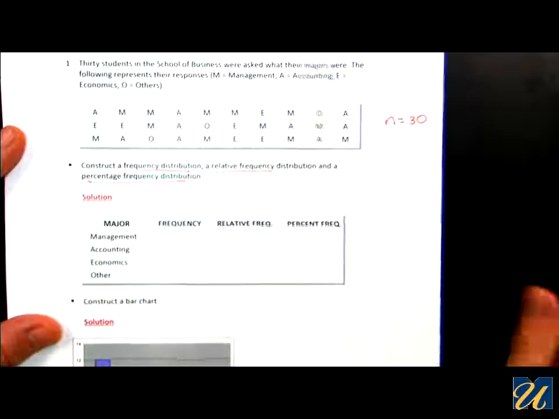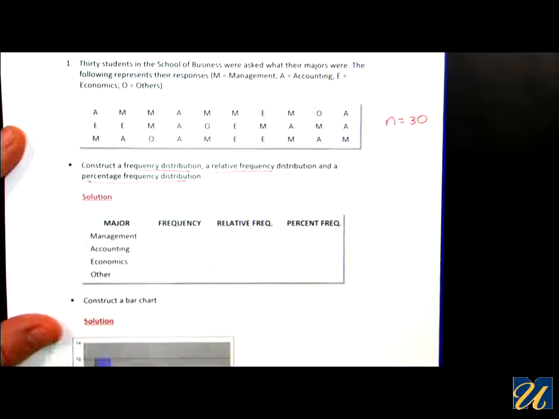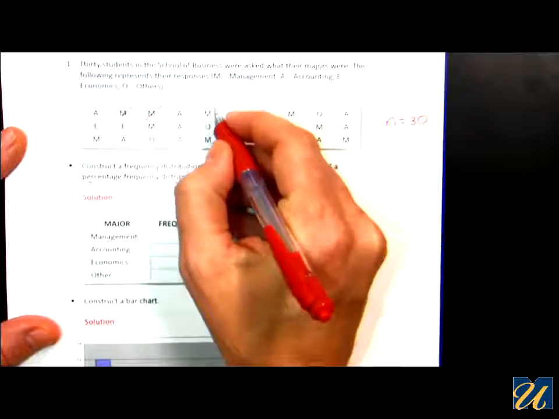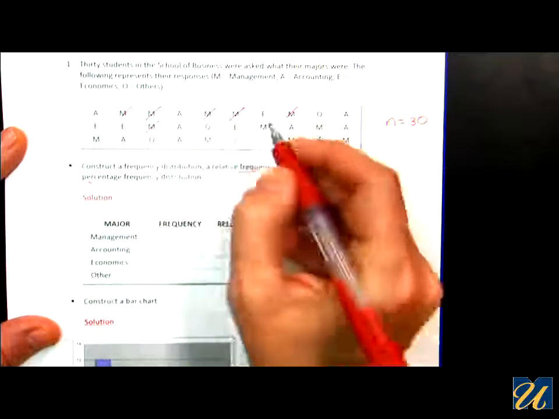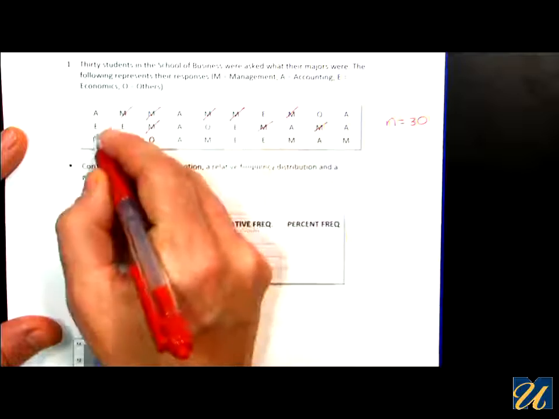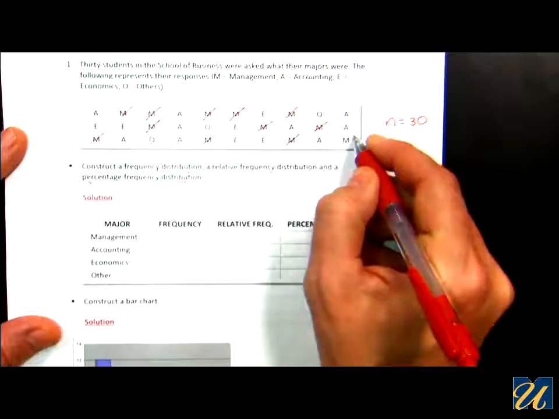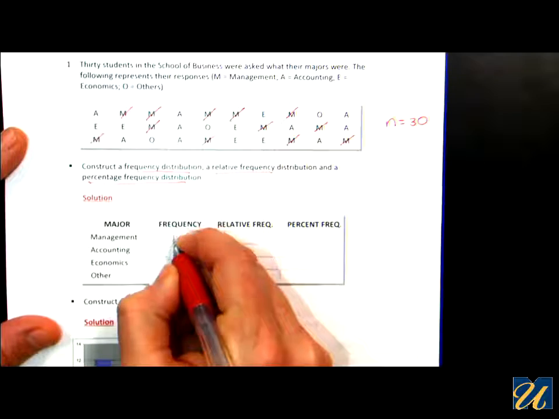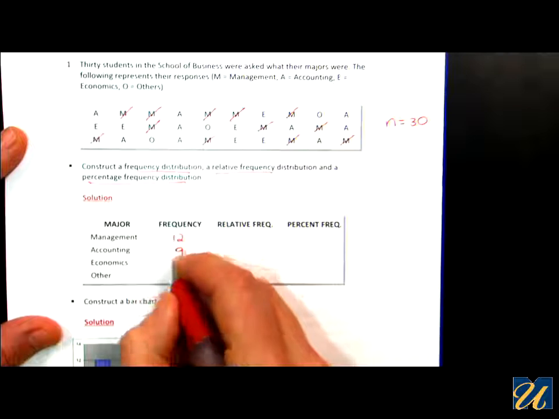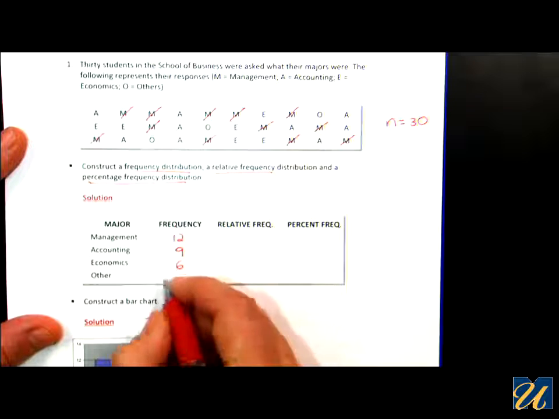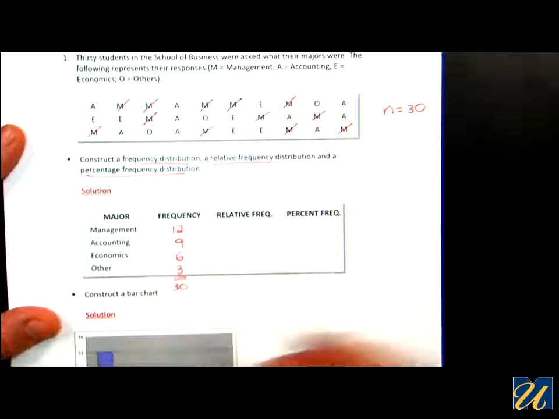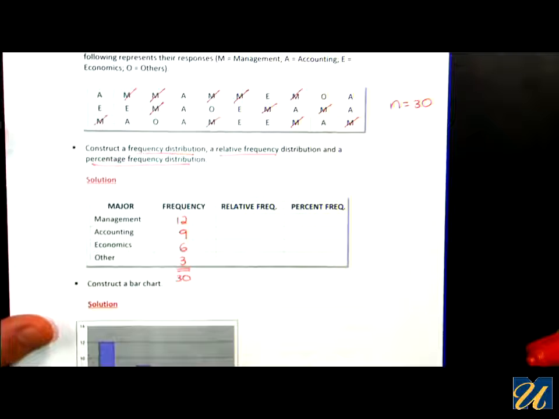Now, how do I find the frequency? You will go back to your data and you will count how many management majors I have. 1, 2, 3, 4, 5, 6, 7, 8, 9, 10, 11, 12. And you will do that for each major. So the frequency for management is 12, for accounting is 9, for economics is 6, and for others is 3. At the end, add them up, make sure that you took into account all of them. The summation of the frequencies always has to add up to your sample size, which it does.